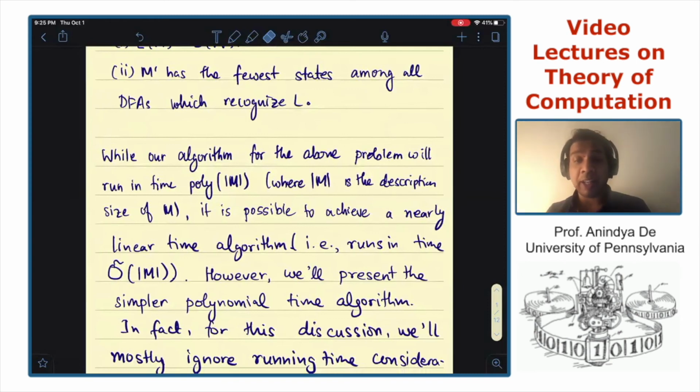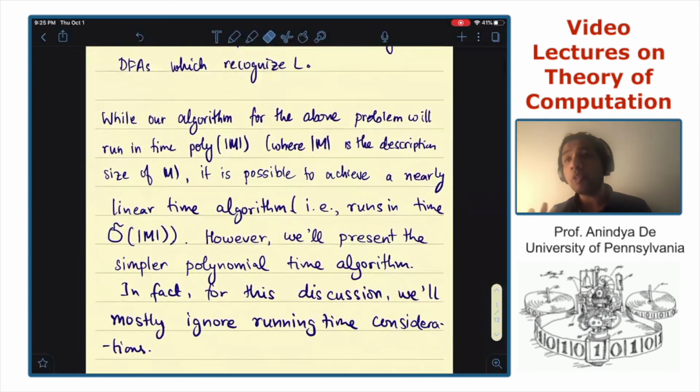So, while our algorithm will be efficient, for most of this discussion I will basically ignore any discussion of the running time. If you care about it, we can just go through the steps and you'll find out that the running time of our algorithm is polynomial in the description size of the DFA.